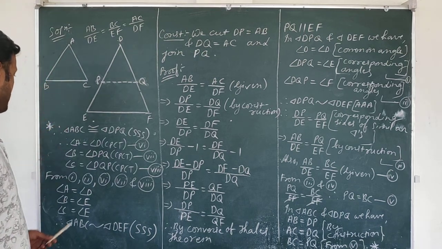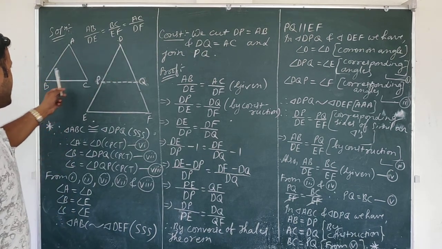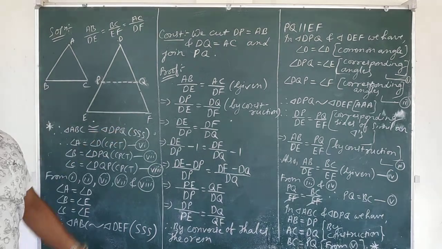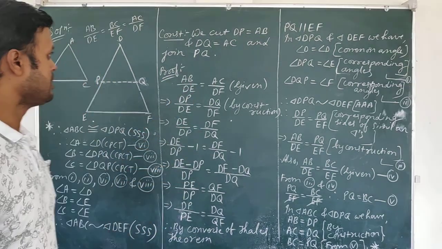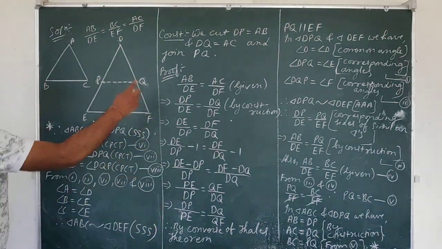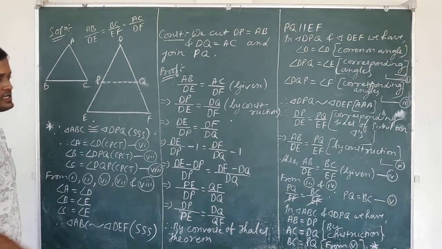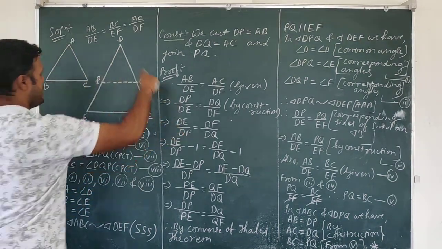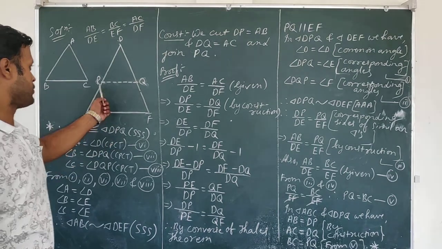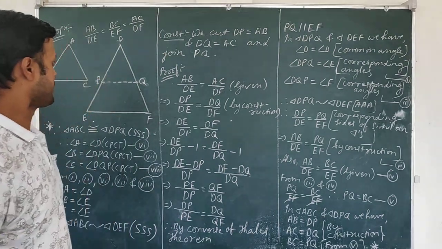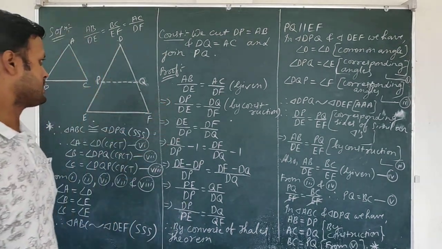That means we have to prove that angle A is equal to angle D, angle B is equal to angle E, and angle C is equal to angle F. For that we are doing a construction. We cut DP equal to AB and DQ equal to AC, and we join PQ. So let us see the proof, students.